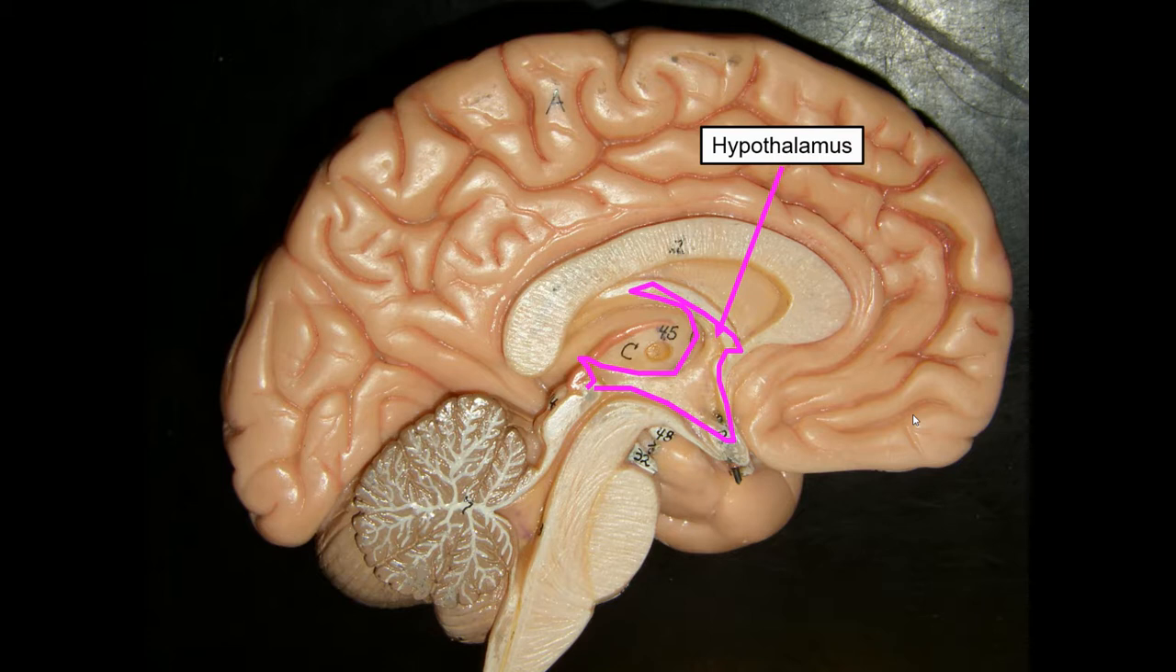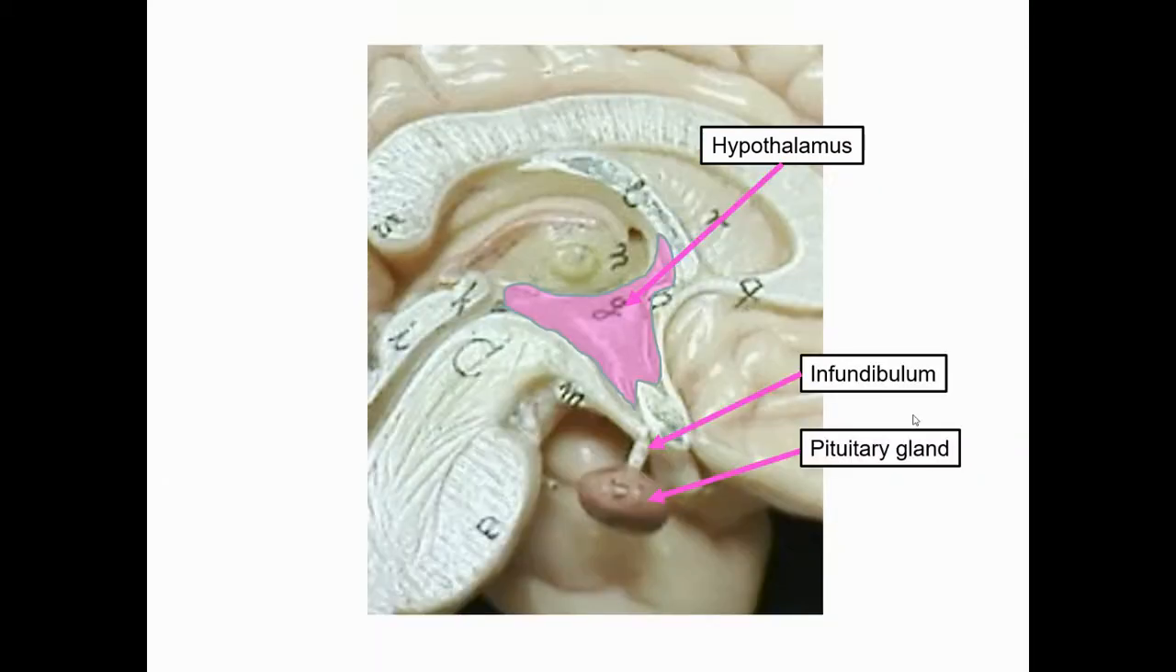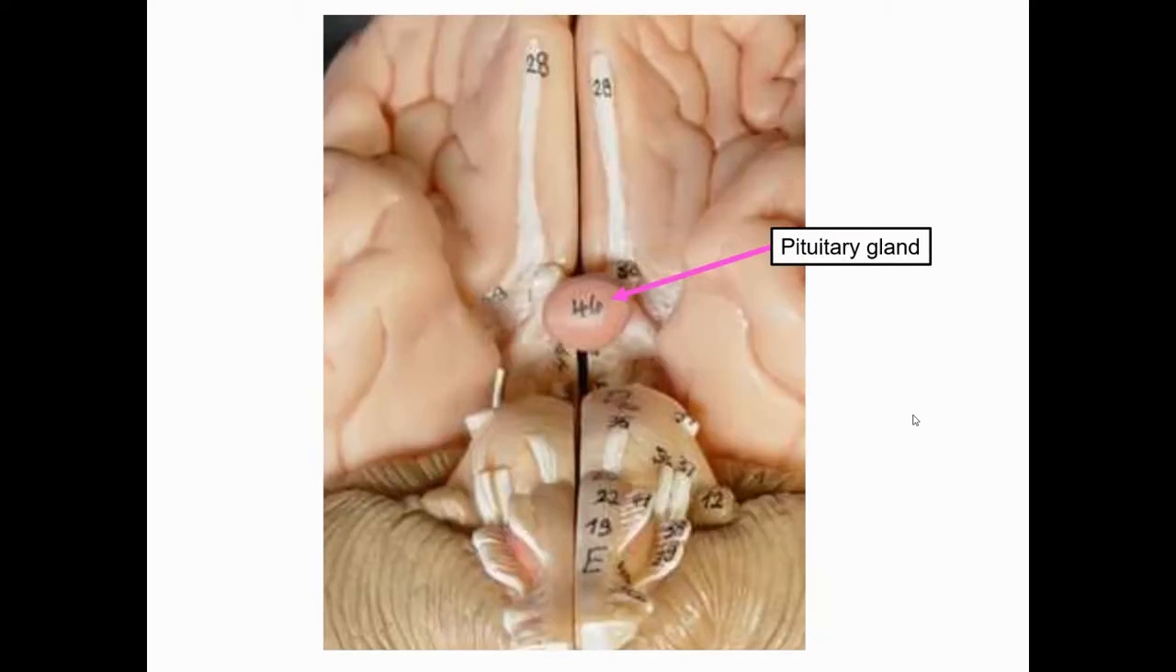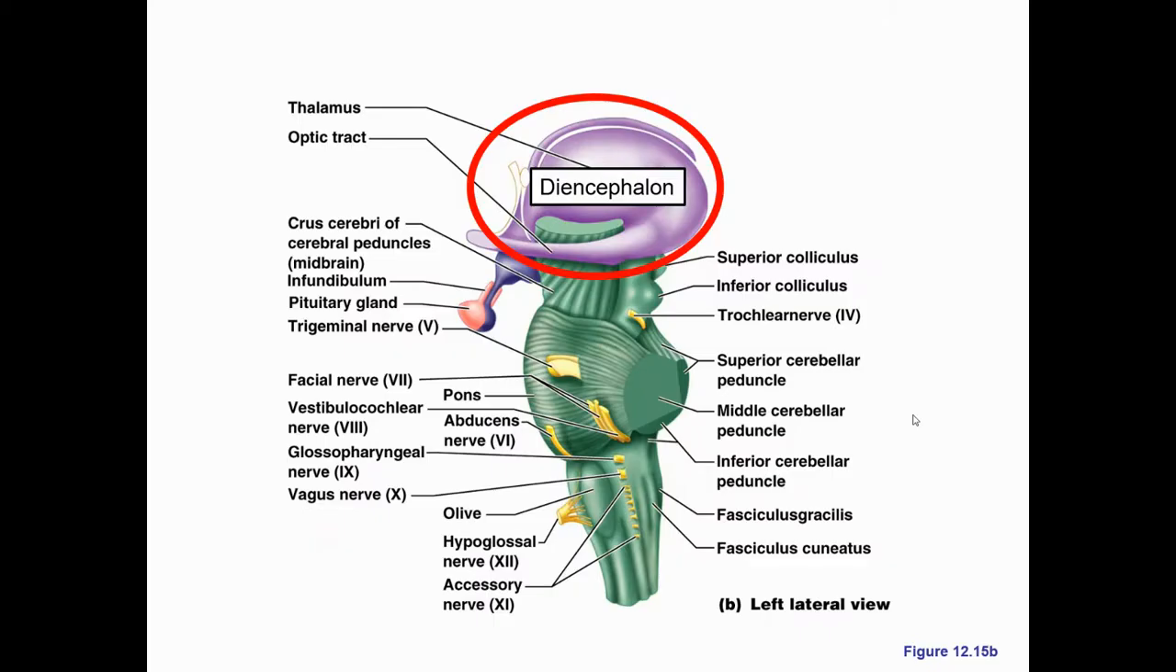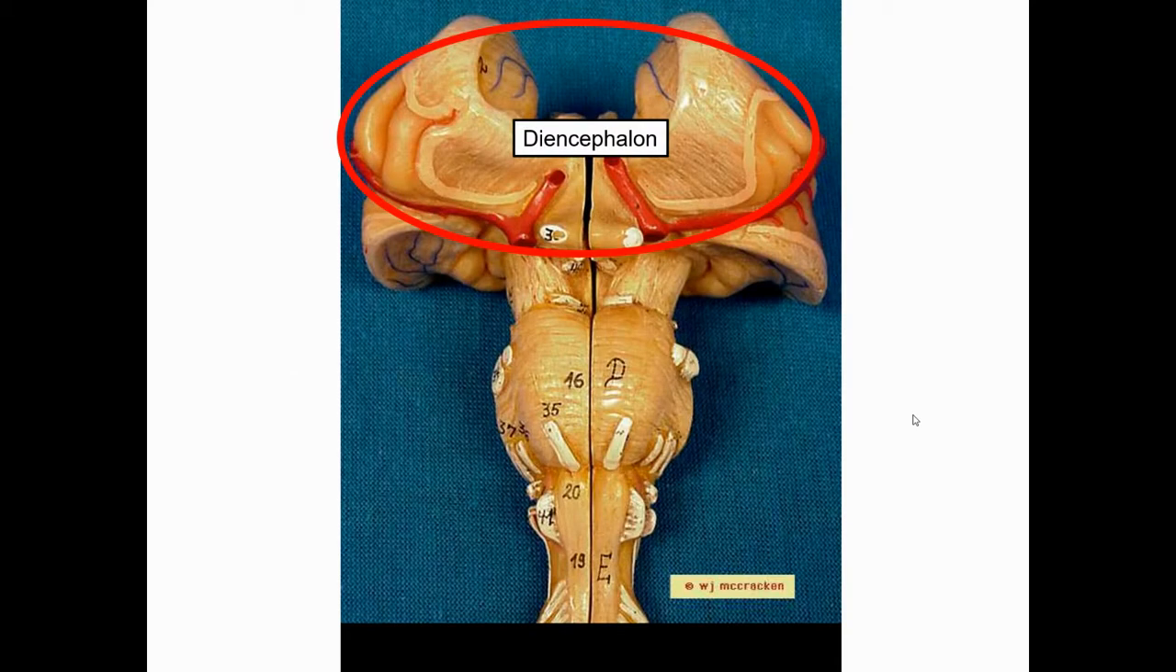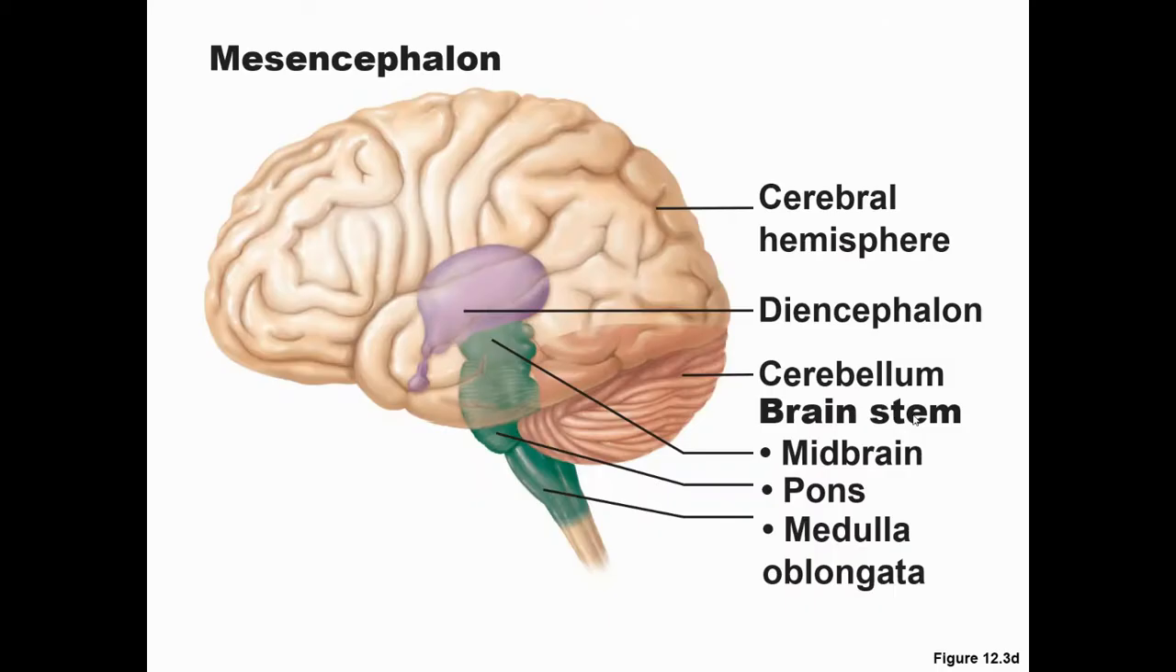Let's look at the hypothalamus. So the hypothalamus is the beak of the rooster. And then hanging down off of the hypothalamus is the pituitary gland. And they're connected by something called the infundibulum. The pituitary gland, remember, is a gland that controls a lot of other glands. So that's the diencephalon. Let's look at the mesencephalon.